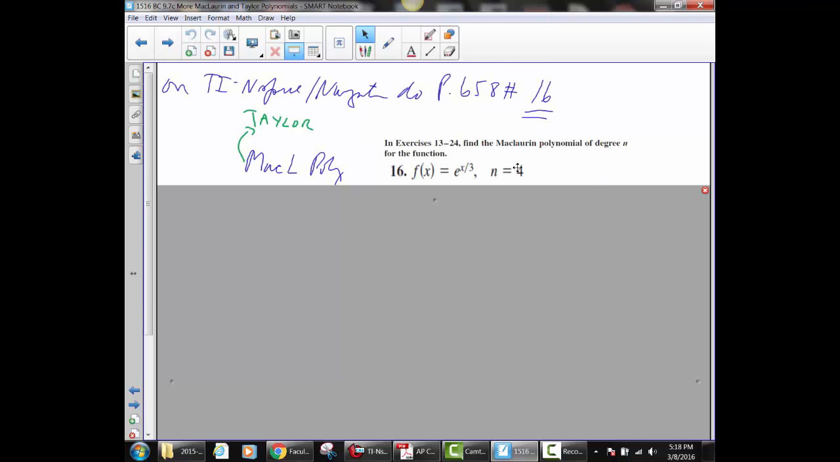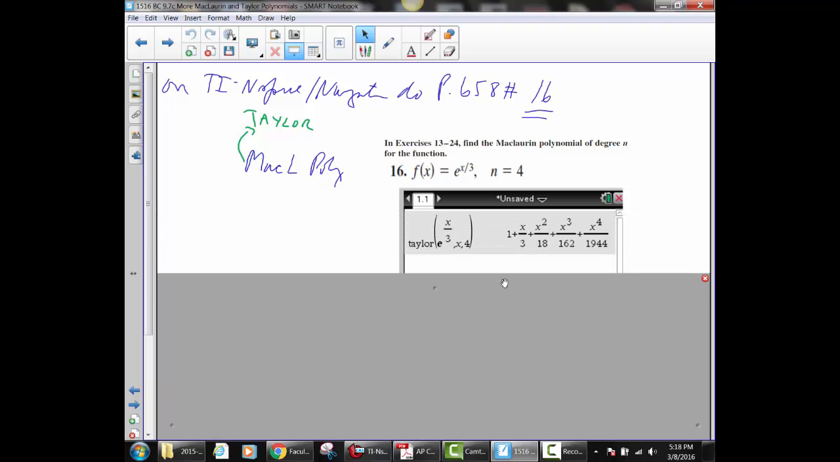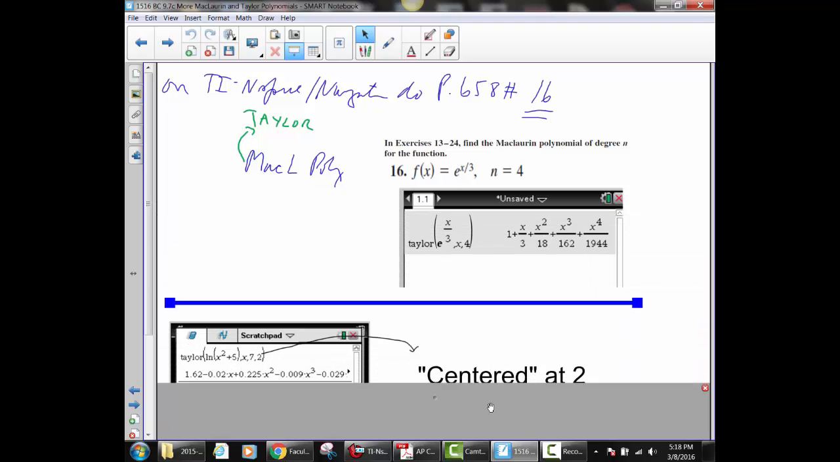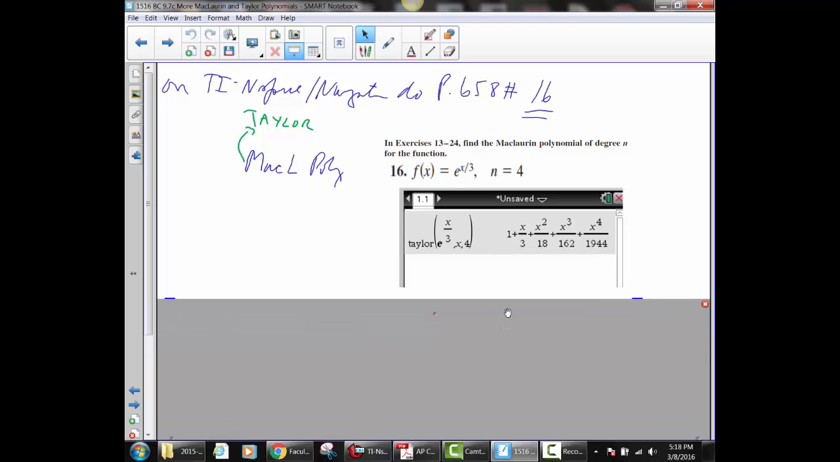Okay, so let's do some more to find the Maclaurin polynomial of degree n. Let's look at number 16. Remember, Maclaurin's means it's near 0. I'm showing you on your calculator how you would do this. Not that you'll have your calculator to do this on the AP, but if you wanted to try some of the evens, this is how you would see what the answers would look like.